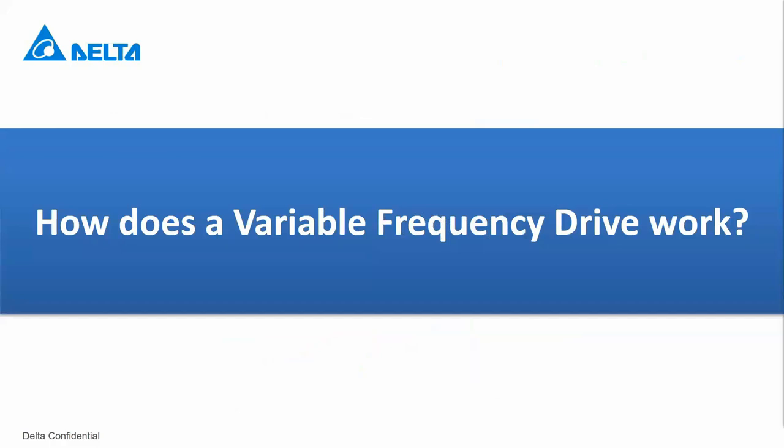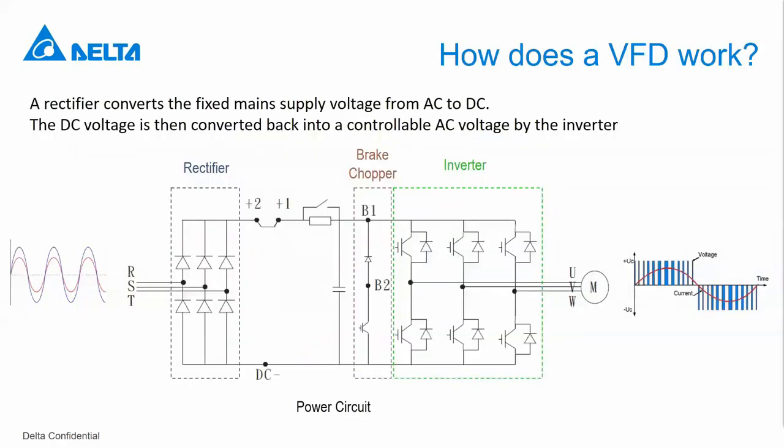So how does a variable frequency drive work? There are some major components in the drive, especially in the power electronics of it. So you have the rectifier, the DC part, and the inverter side. This is one of the reasons why I generally don't prefer to refer to drives as inverters, because inverter is normally just one part of the drive. So it's not totally correct to refer to the whole drive as an inverter. But okay, so you have the rectifier on the input, and this converts the fixed main supply voltage from AC to DC. And then the DC voltage is then converted into a controllable AC voltage with the help of the inverter.